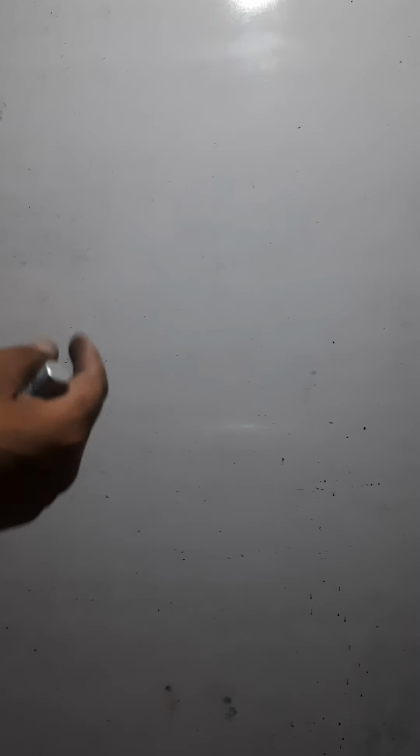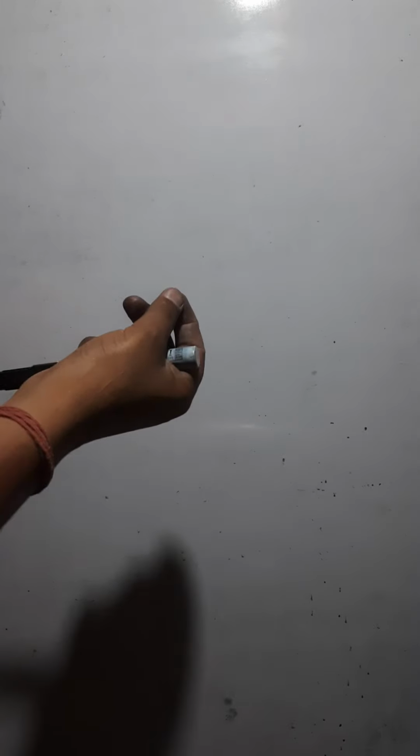Like we use soap, and in soap you have a base, because it tastes bitter. So we have discussed this: acids taste sour and bases taste bitter. If you taste lemon water, it tastes sour. Why? Because it contains acid. So we conclude that acids taste sour and bases taste bitter.